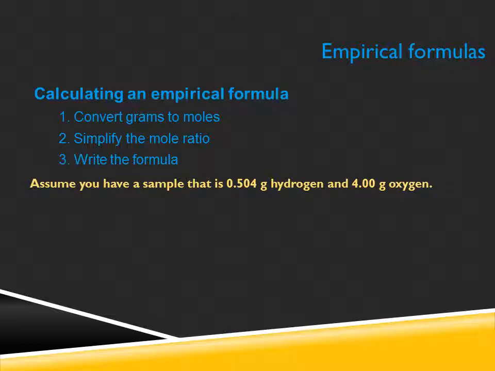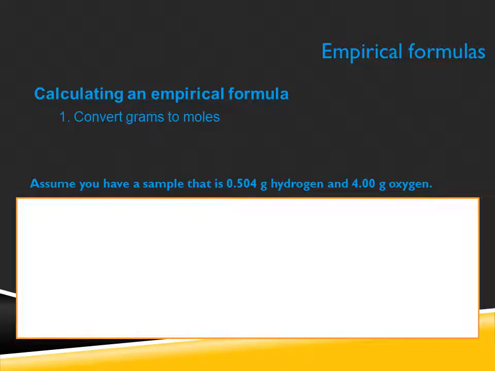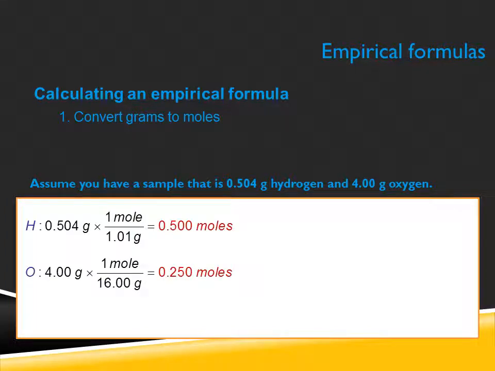Now the problem states that you have a sample that has 0.504 grams of hydrogen and 4.00 grams of oxygen. What is the empirical formula? The first step is to do a mole conversion by converting the grams to moles using the atomic mass for each element. So you're going to convert 0.504 grams to moles, and you should obtain 0.500 moles. And for oxygen, you have 4.00 grams, and when you convert that, you have 0.250 moles.